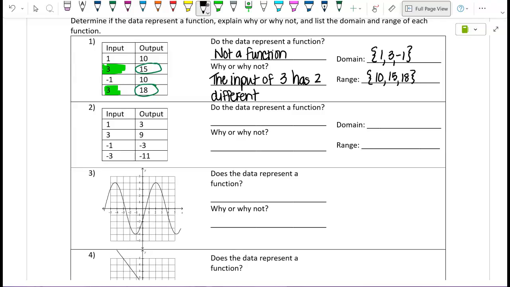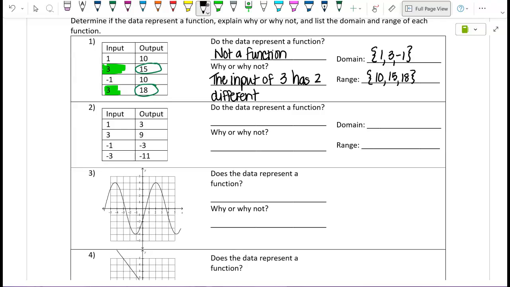So it can be not a function and still have a domain and a range, because domain is simply your x values or your input, and range is simply your y values or your output. And again, we don't duplicate values. All right, what about number 2? Does that table of values represent a function?